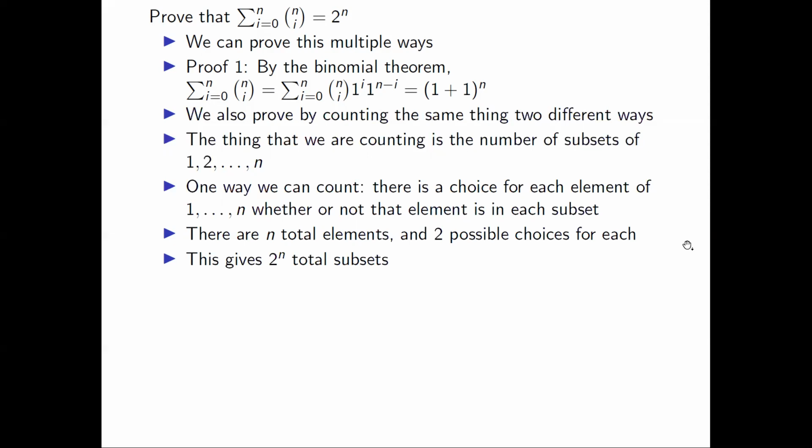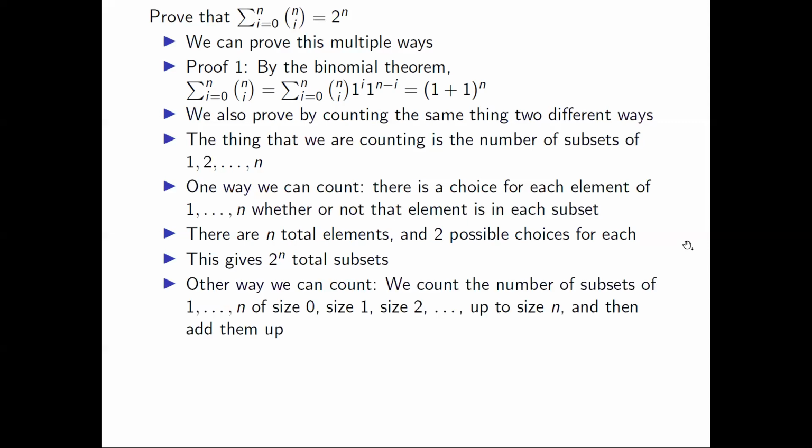So that's one way that we can count the number of subsets of 1, 2, up to n. Here's another way we can count it. We can break up the subsets into cases. We'll look at the size 0 subsets. Then we'll look at the size 1 subsets, then the size 2, the size 3, and so on all the way up to the maximum size n. And then we'll just add all those quantities together.